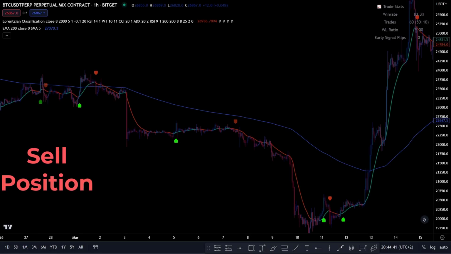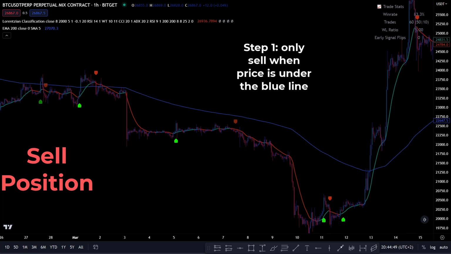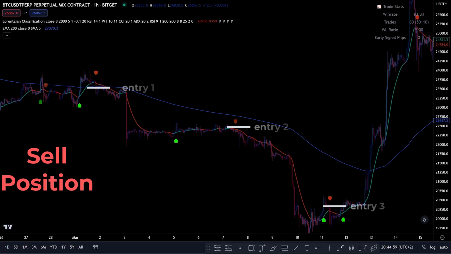In the next example, we will study a sell position. The steps are the same as for a buy position, but in reverse. Step 1. We look for price to be, or moving under the blue 200 EMA line. Step 2. We look for a sell signal to appear. Whenever these 2 conditions are met, we can enter the market in a sell position. We again can decide to put our stop loss above the last previous high, or the blue line.